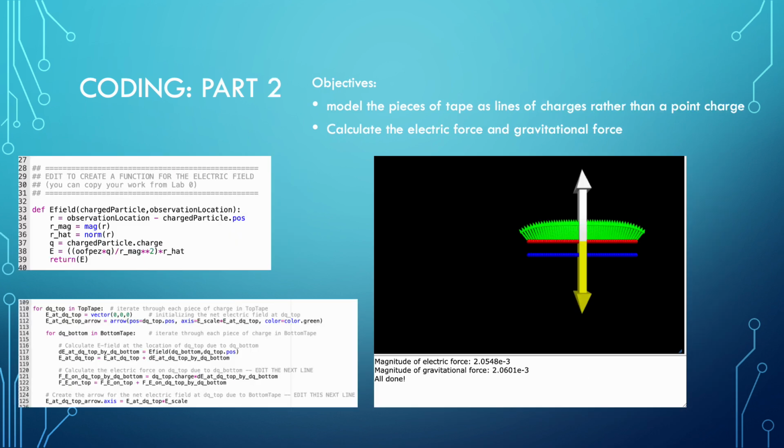In part 2, my objective was to model the pieces of tape as a line of charges rather than a point charge, and to calculate the electric force and gravitational force. My model, shown below, shows this line of charges by the green arrows pointing up. The model found that the magnitude of electric force was 2.0548 e to the negative 3, and the magnitude of gravitational force was 2.0601 e to the negative 3.